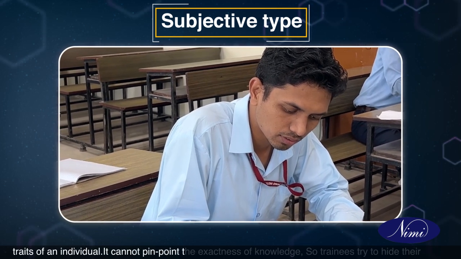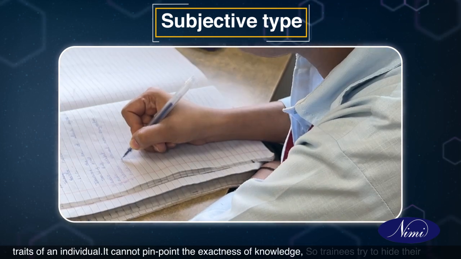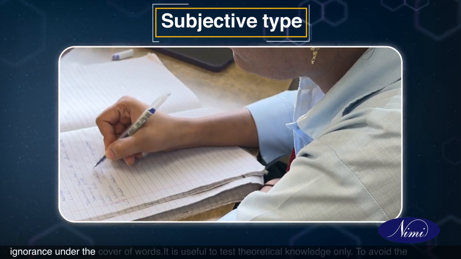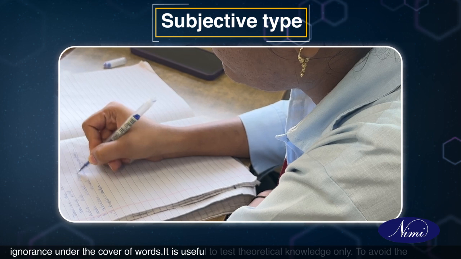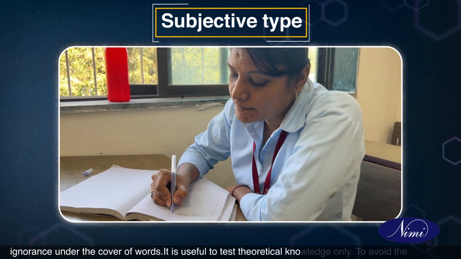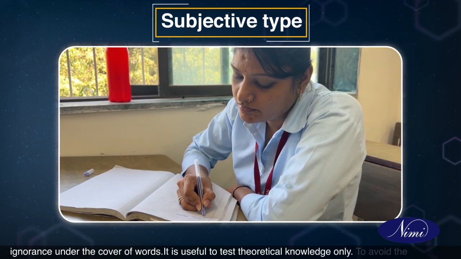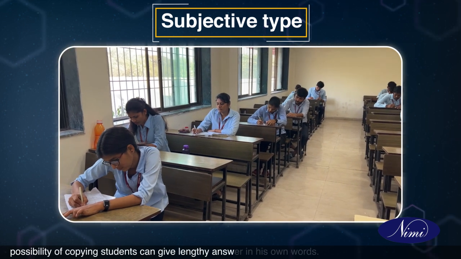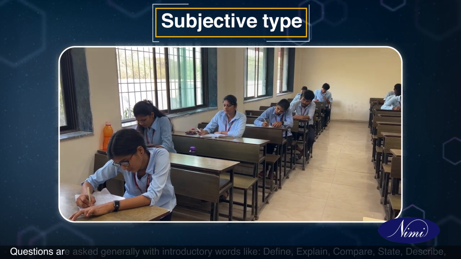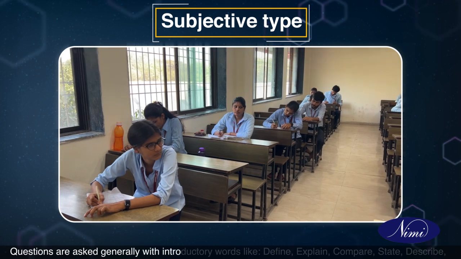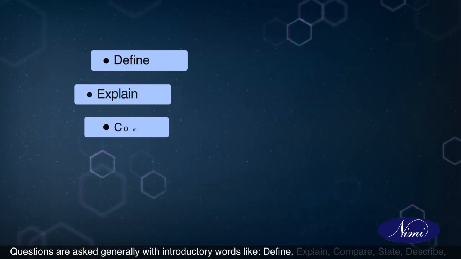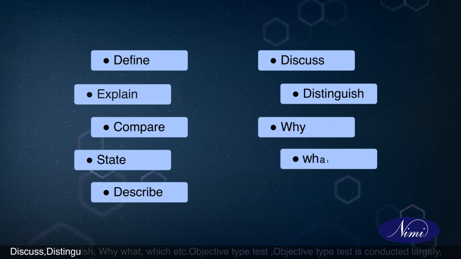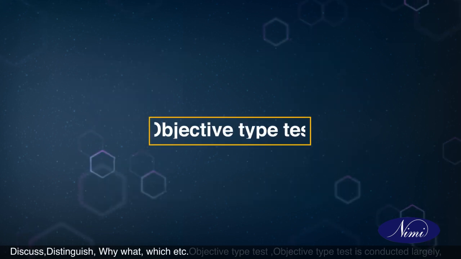It cannot pinpoint the exactness of knowledge. So trainees try to hide their ignorance under the cover of words. It is useful to test theoretical knowledge only. To avoid the possibility of copying, students can give lengthy answer in his own words. Questions are asked generally with introductory words like define, explain, compare, state, describe, discuss, distinguish, why, what, which, etc.